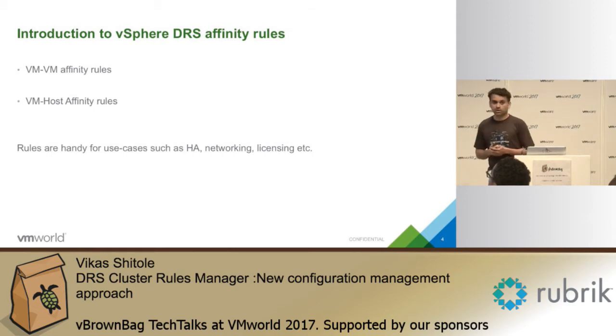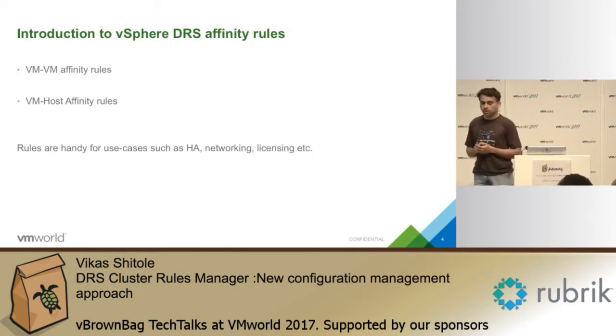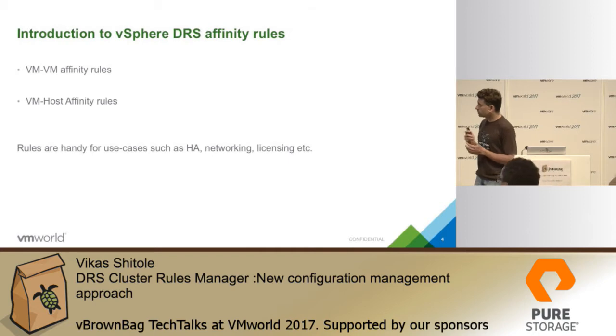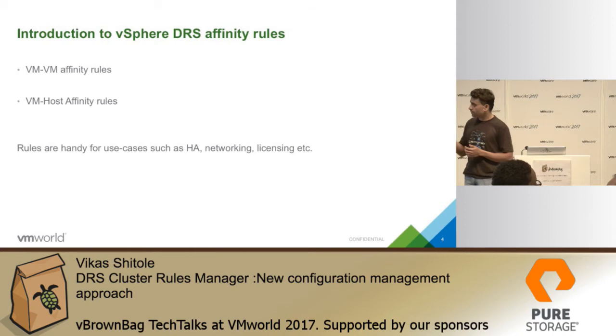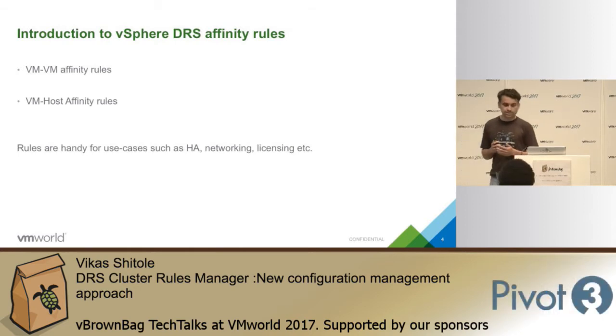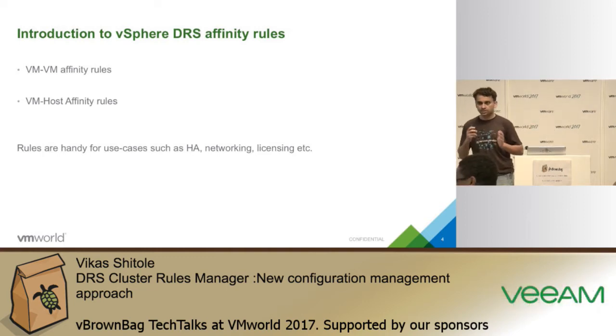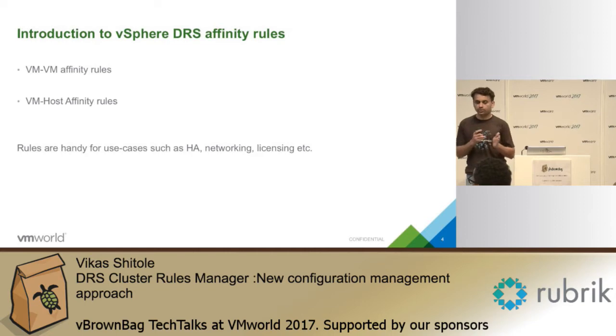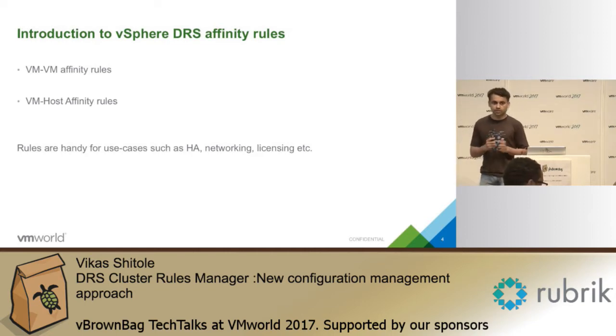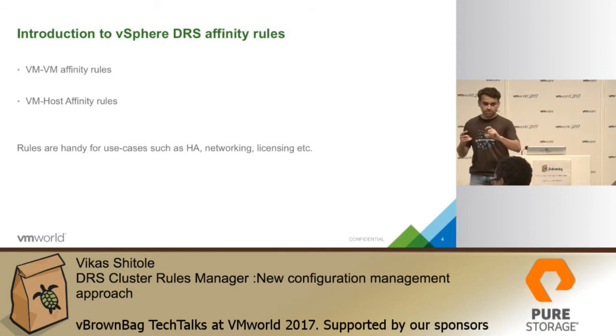As this tool is all about DRS rules, I would like to introduce what DRS rules are all about. There are primarily two types of DRS rules. One is VM affinity rules, another is VM host affinity rules. So what is a VM affinity rule? Consider there is a DRS cluster and you have a set of VMs and you would like to have these VMs running on the same host all the time. So you can go ahead and create a VM affinity rule. DRS will make sure that the set of VMs are always running on the same host.